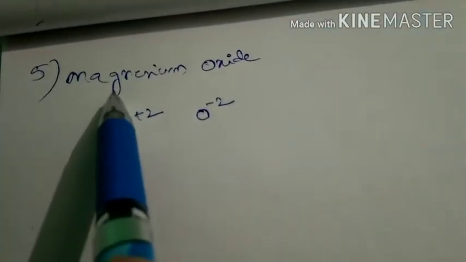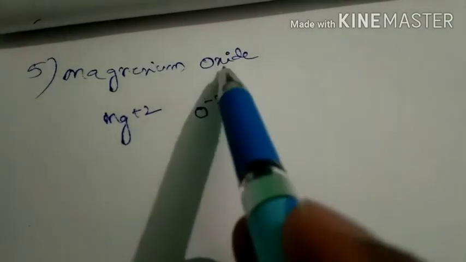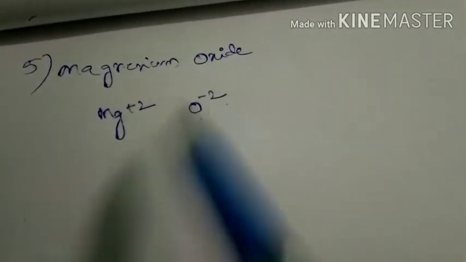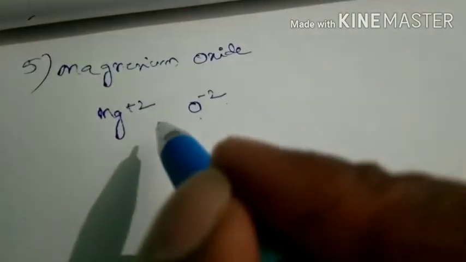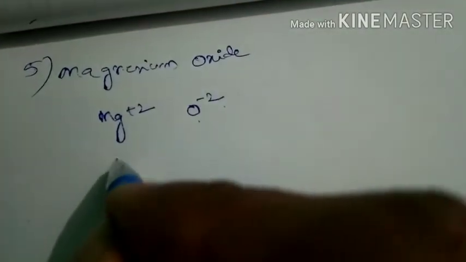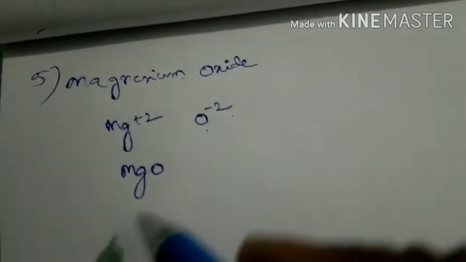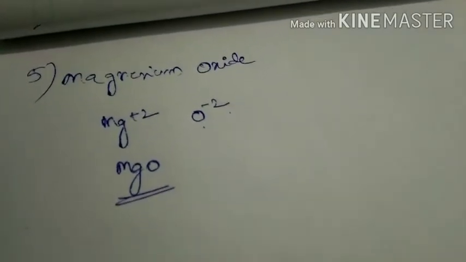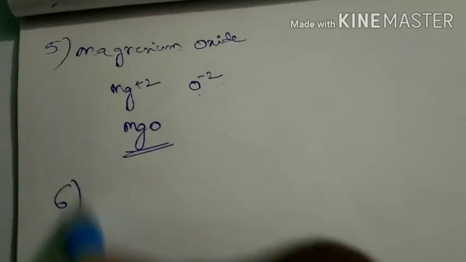Symbol for magnesium is Mg 2+. Symbol for oxide means O 2-. Here plus 2, minus 2. Here the charges are equal, so what do we have to do? We are able to write the direct formula, MgO. So MgO is the formula for magnesium oxide. That's all. Next, one more example.